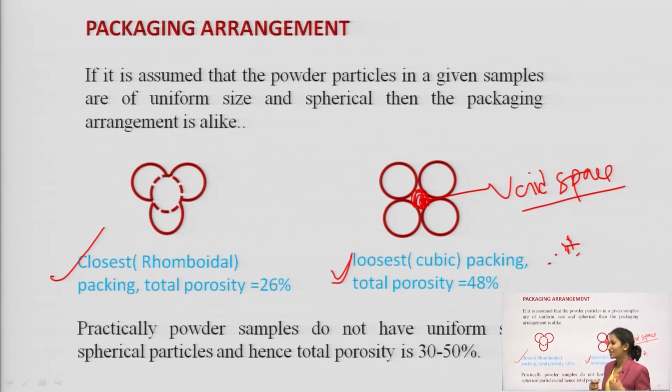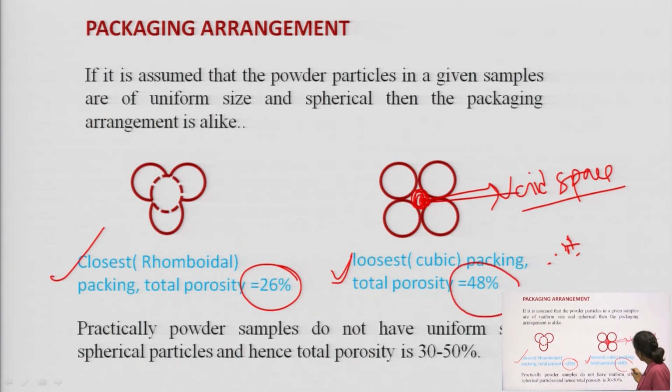So, when the packaging is compact, there will be minimum porosity which is 26%, and when this packaging is loosest, very comfortably packed, there is no requirement regarding the container, it is just freely packed. In this case there will be a high void volume, it will be 48%. The void volume is directly related to the porosity. The more void volume there is, the more porosity it will have, the more porous the material will be.